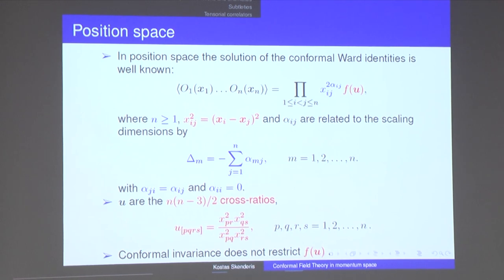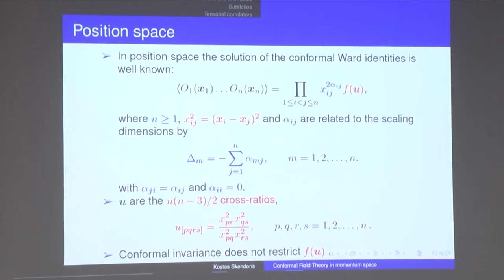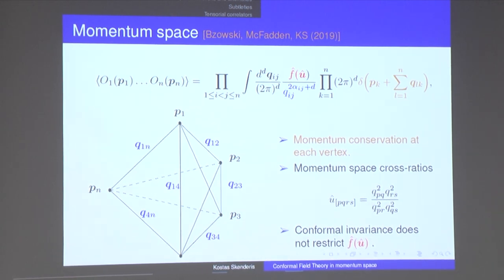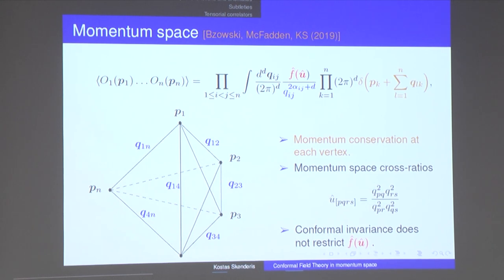So this piece here is the analog of that piece over there. And then finally, you can have a function of momentum space cross ratios, which are now the Qs. These are not differences of momenta. They are just the Qs that go through the edges. The formula looks similar because I have a notation which looks similar. Here, the x's are differences of positions, or here the Qs are momenta that run from one vertex to the next. And then I integrate over all internal momenta.